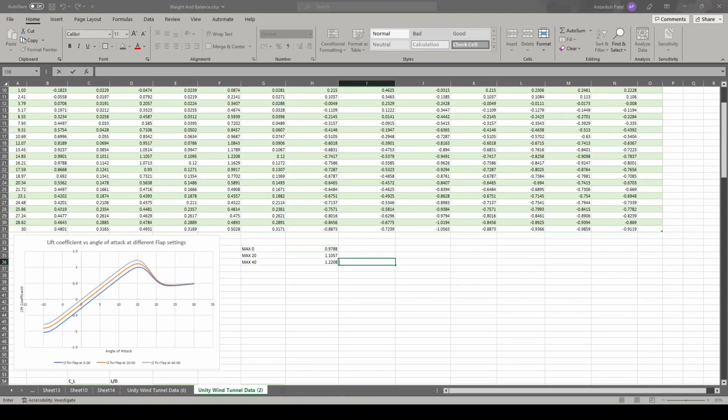This graph shows a lift coefficient versus angle of attack at different flap settings. One at 0 degrees, one at 20, and one at 40. The max lift coefficient for each of these are 0.9788, 1.1057, and 1.2208 respectively. All of these max lift coefficients happen around the angle of attack of 15 degrees. As expected, the larger the flap setting, the larger the max lift coefficient of the albatross.